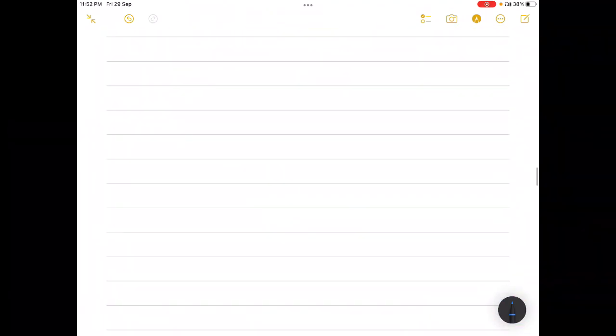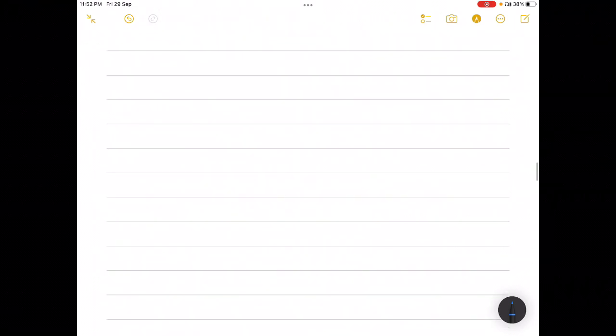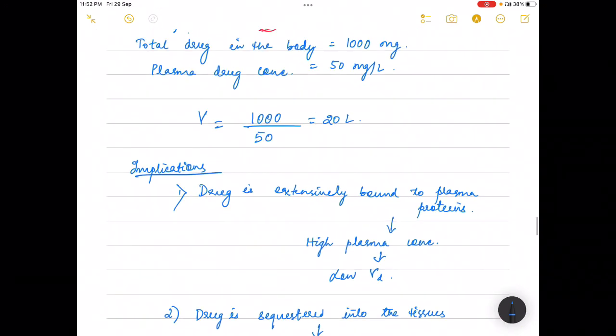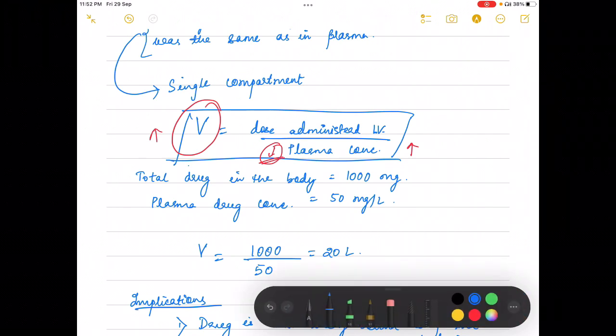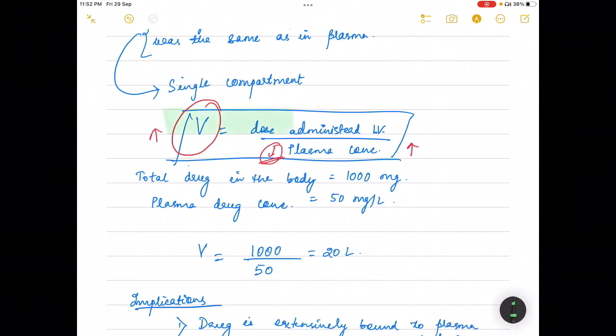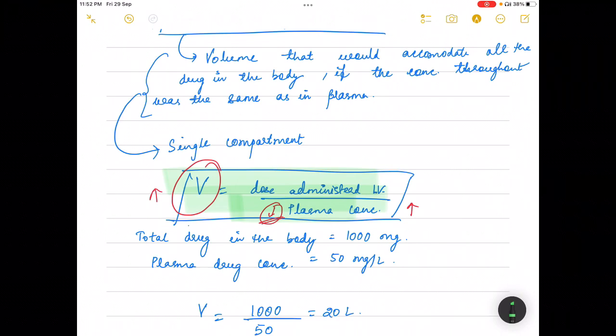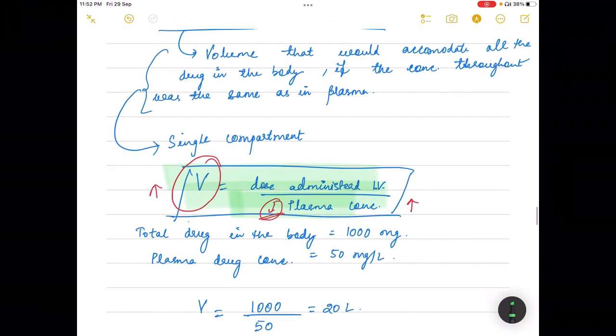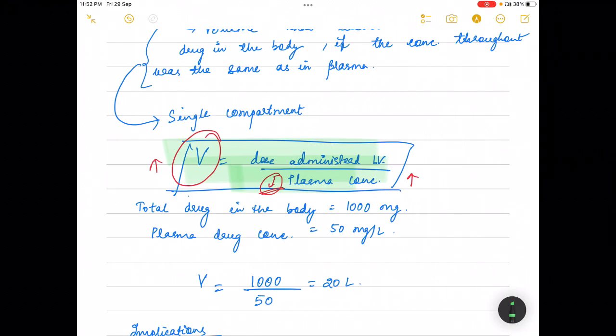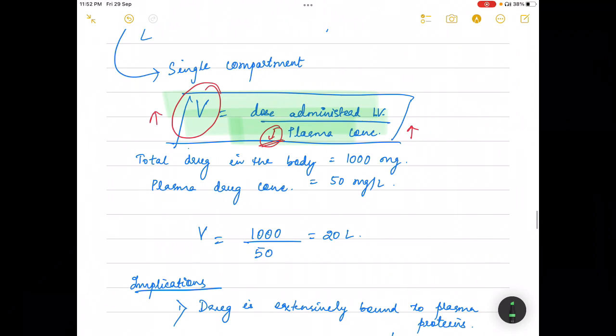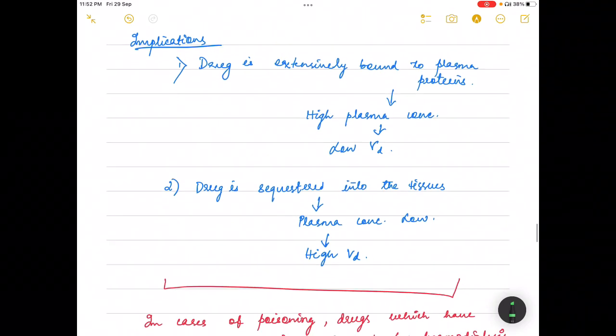In this, the most important questions usually come from this part: what is the formula for calculating the volume of distribution? In this, we have to assume that the body is a single homogeneous compartment, and the volume that would accumulate all the drug in the body if the concentration was the same throughout as that in the plasma is called the volume of distribution. It is calculated by the dose administered IV divided by the plasma concentration.